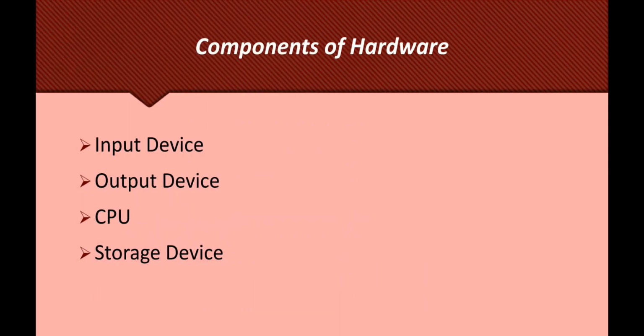Next is the components of the hardware. So we have done the hardware, but what are the components of the hardware? The first one is input devices, second is output devices, then the central processing unit, that is the CPU, then storage devices where the data is stored. So what are input devices? Input devices are used to send data and instructions into the computer system.